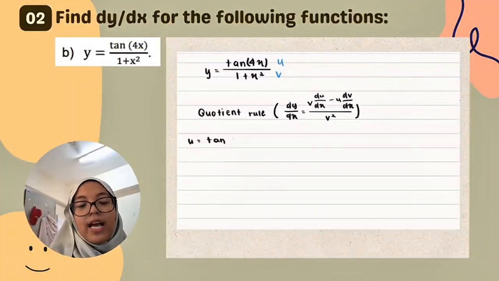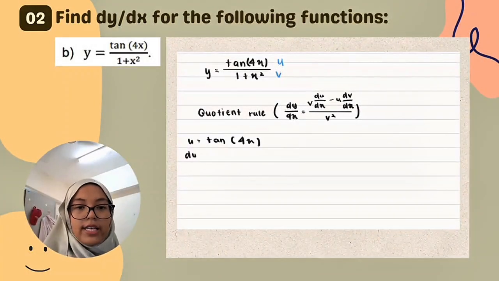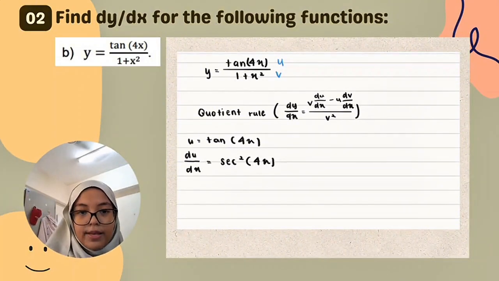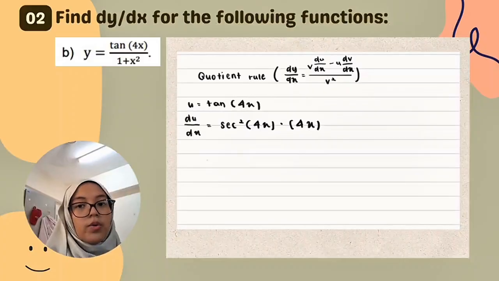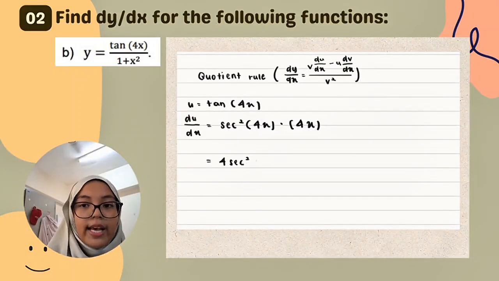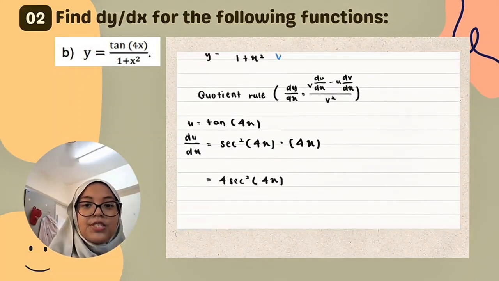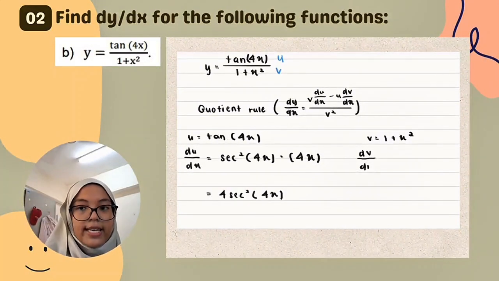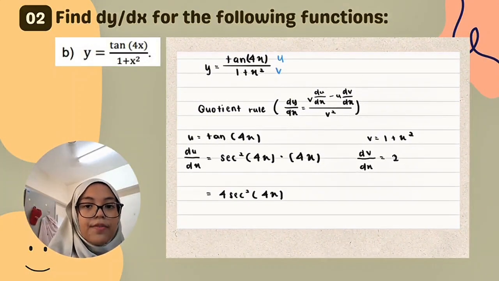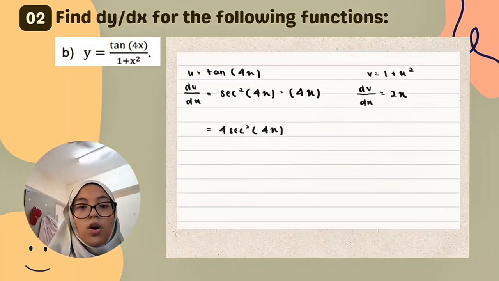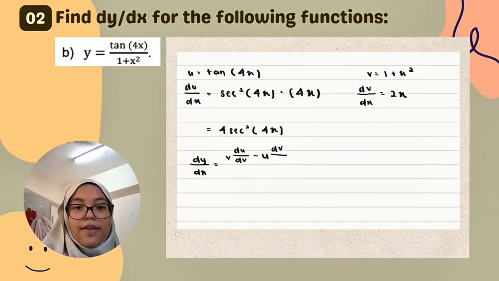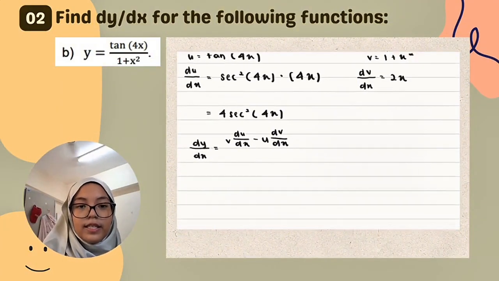Next, for 2b, our equation is y equal to tan(4x) over 1 plus x squared. Same as 2a, we're going to use u and v, but for this equation, we're going to use the quotient rule. The quotient rule is dy/dx equal to v du/dx minus u dv/dx over v squared. For u, we have tan(4x), and du/dx is 4 sec squared of 4x. For v, we have 1 plus x squared, and dv/dx is 2x. So we're going to put all the information into our equation, which is v du/dx minus u dv/dx over v squared.